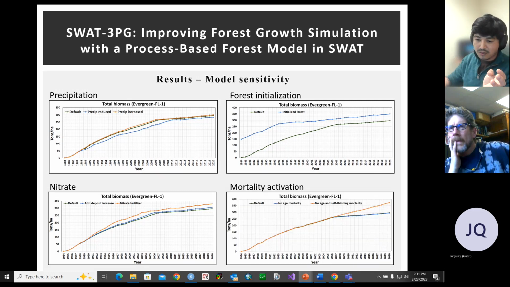And then we also did some scenarios with mortality activation, to see what if we turned it off. In our model, we have the capacity to turn mortality off, due to self thinning as well as age, right?